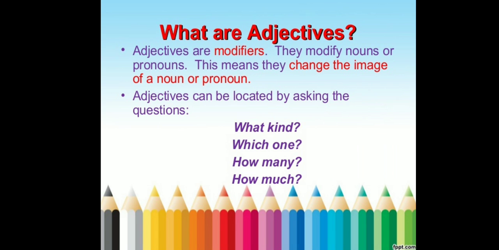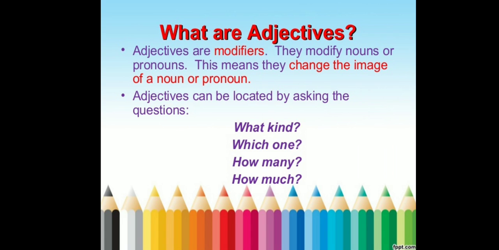Yes, dear children, we learnt about adjectives in the previous session. Let us see once again. Adjectives are modifiers. They modify nouns or pronouns. This means they change the image of a noun or pronoun, which means they change the meaning of a noun or pronoun. Adjectives can be located by asking the questions what kind, which one, how many, how much. By asking these questions, we can get the answer that is an adjective.